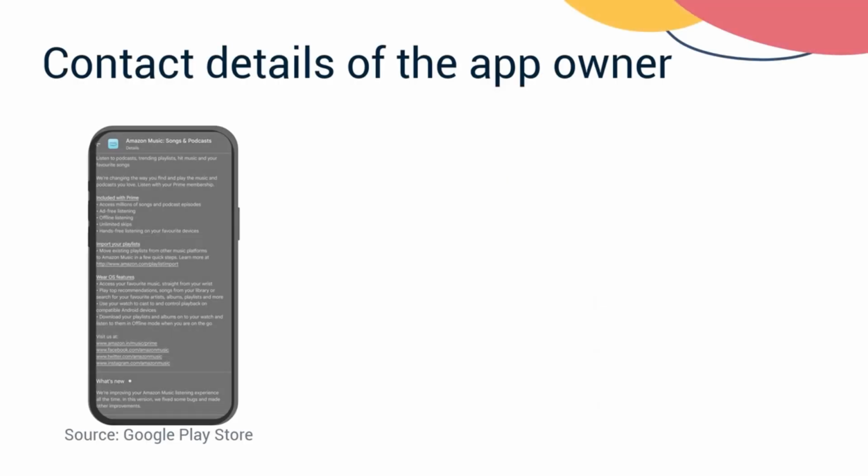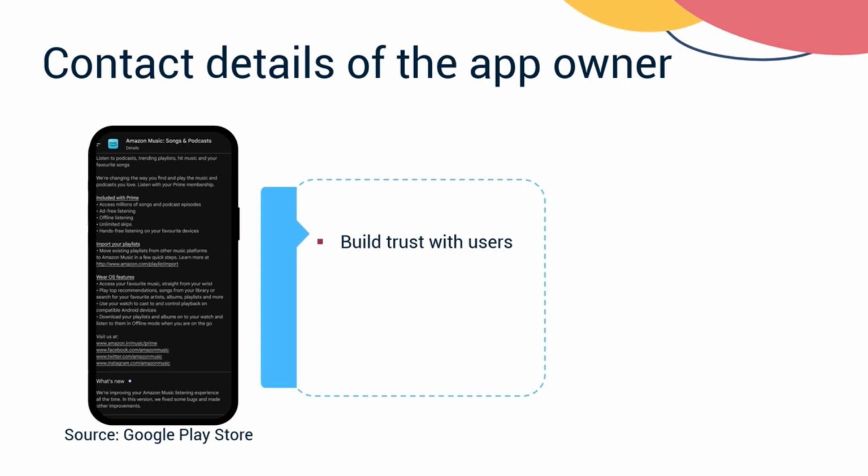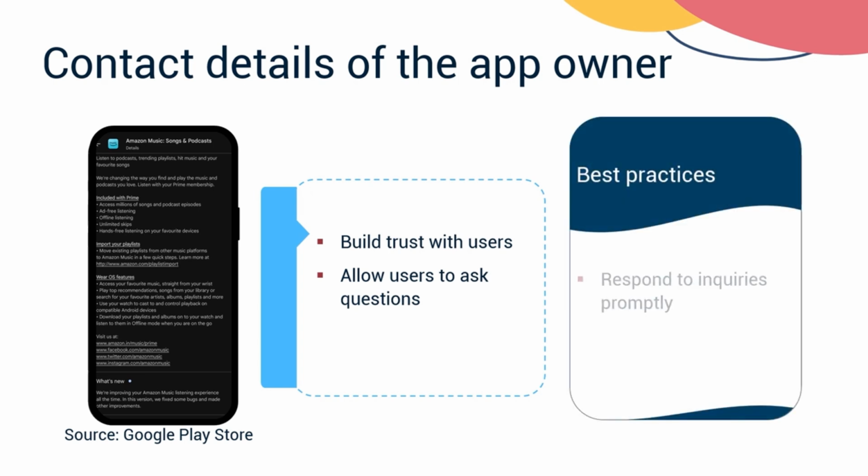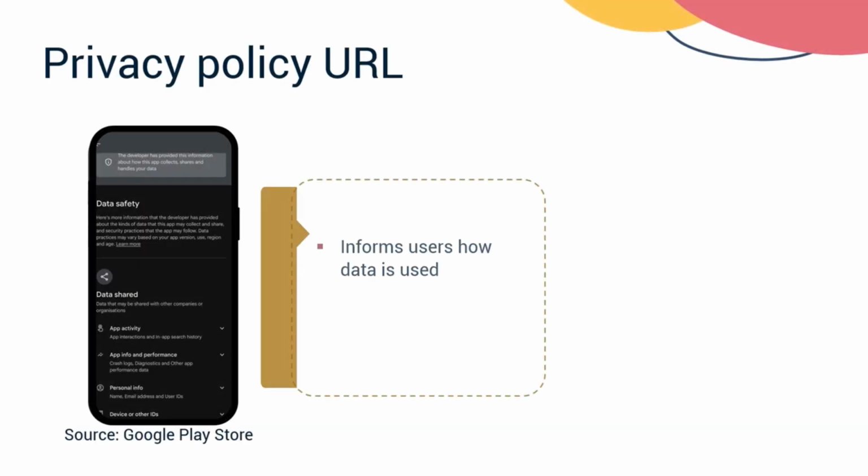Providing contact details helps build trust with users. Add an email address or a support link so users can ask questions or express their concerns. Some best practices include responding promptly to user inquiries and using a professional email address like support@rateyourcompany.com. A privacy policy tells users how their data will be used and protected.